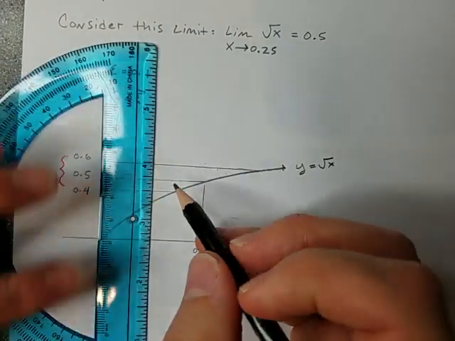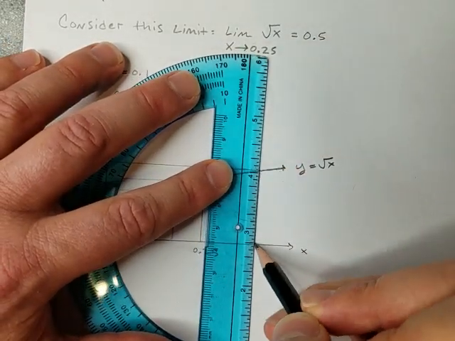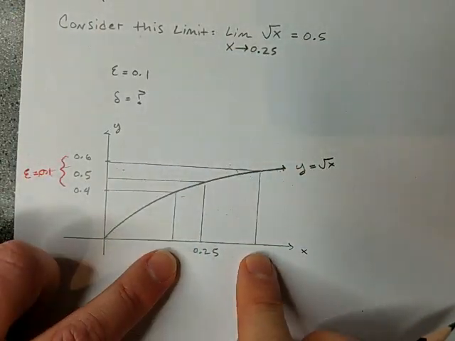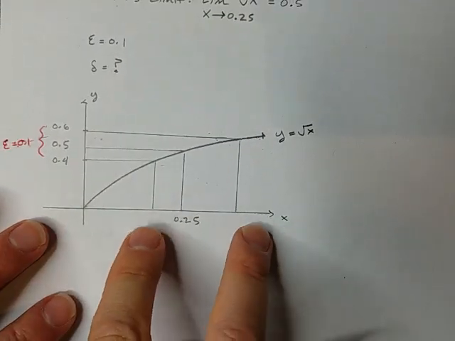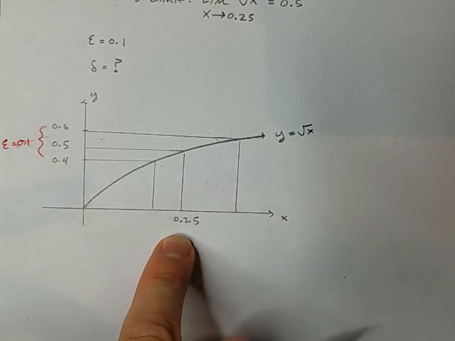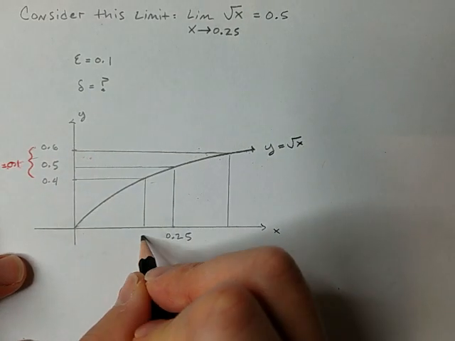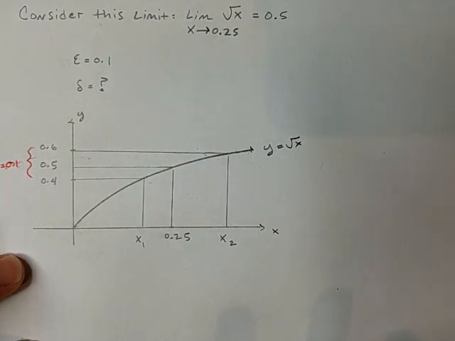So that's the statement that I'm making. But I think by now you probably know what to expect. If I could figure out where these numbers are, then I would know what to tell you for delta. I would know what my tolerance is on the x. I'd know how close I need to be to 0.25. Okay, so this is x1 and this is x2, right? So let's figure out those numbers.